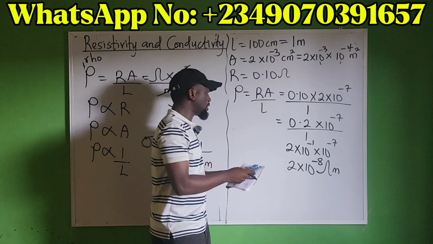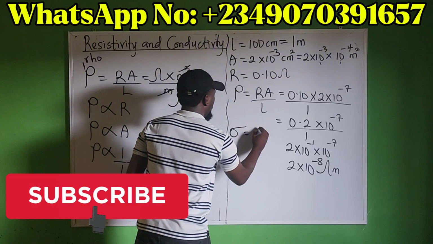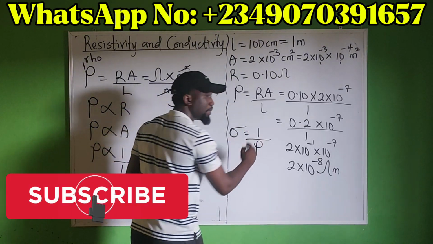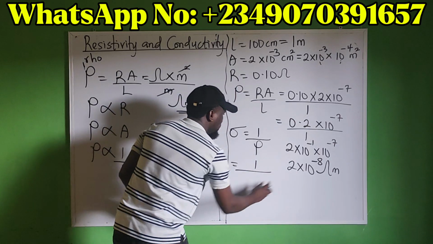So let's get conductivity. To get conductivity, we said conductivity is what? 1 divided by the resistivity. So that's 1 divided by. So this is what?